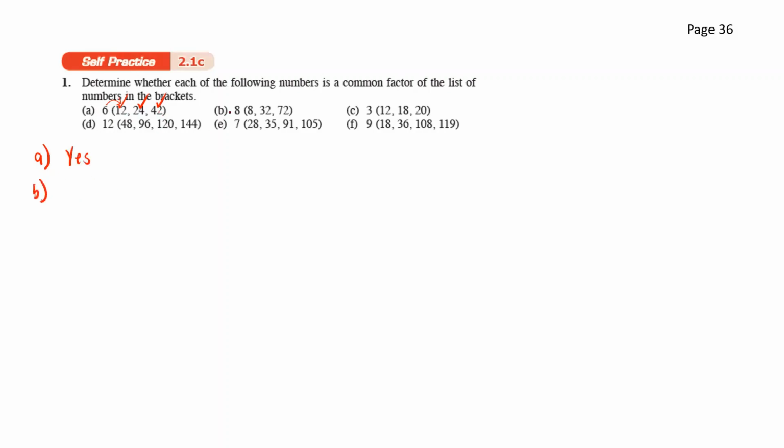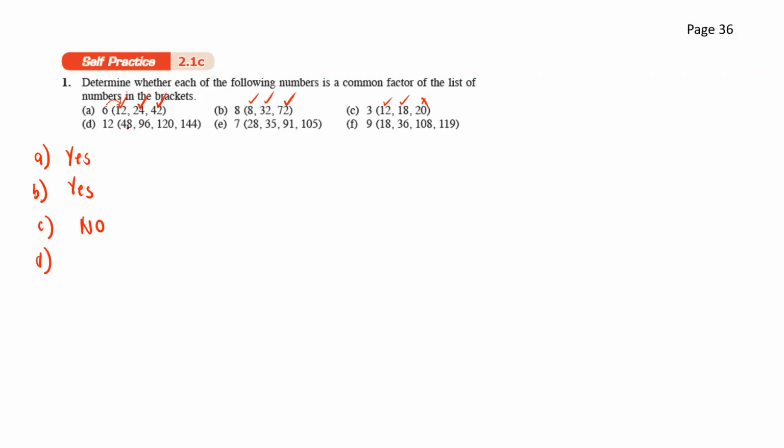For B, we have 8. 32 divided by 8, yes, and 72 divided by 8, yes. So yes. For C, we have 12 divided by 3, yes. 18 divided by 3, yes, and 20 divided by 3 will not give us a whole number, so it is not a factor. So this is a no.